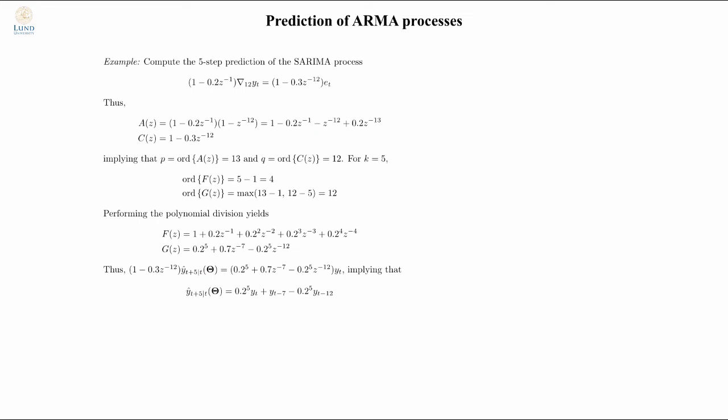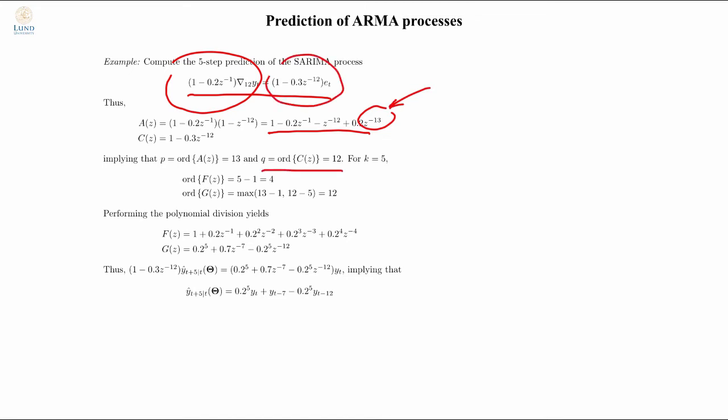This is the 5-step prediction of a SARIMA process formed like this. The first thing I do is I rewrite the seasonal operator into an ARMA. That means that my A polynomial will be of this form, and I can tell then that P should be 13. My C polynomial, on the other hand, I can read off from here, and that tells me that Q is 12. This tells me that for a 5-step prediction, my F polynomial should be order 4, and my G polynomial should be order 12.